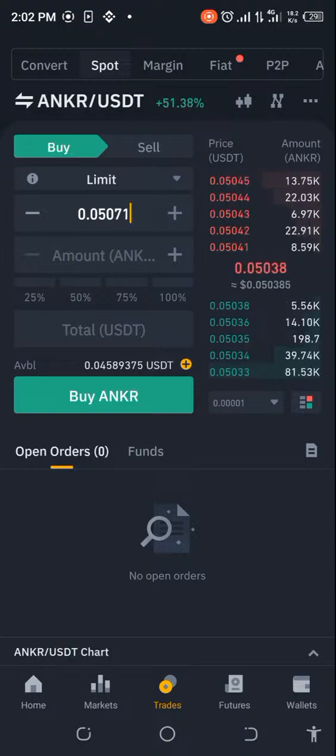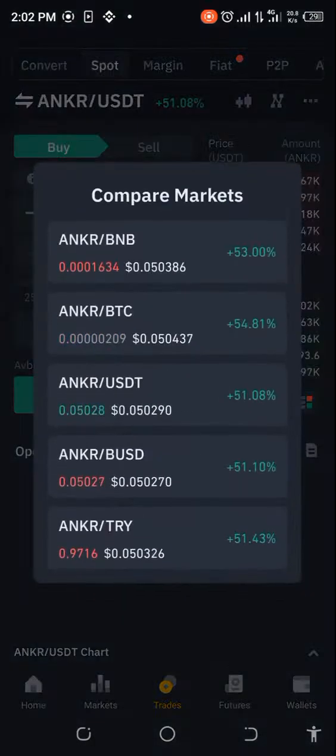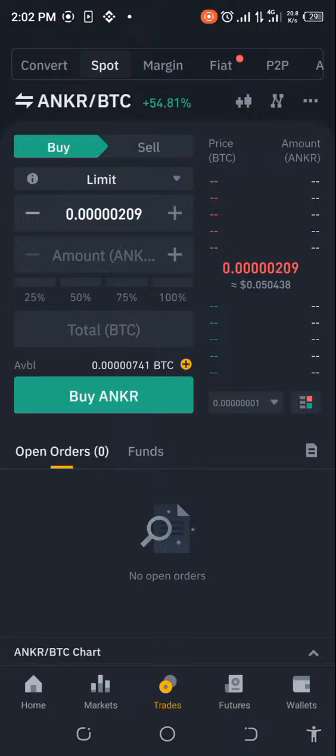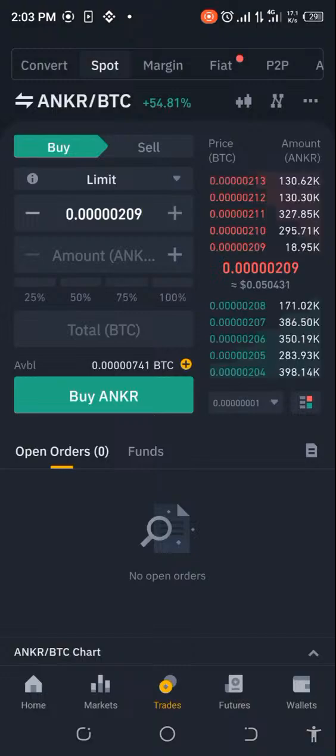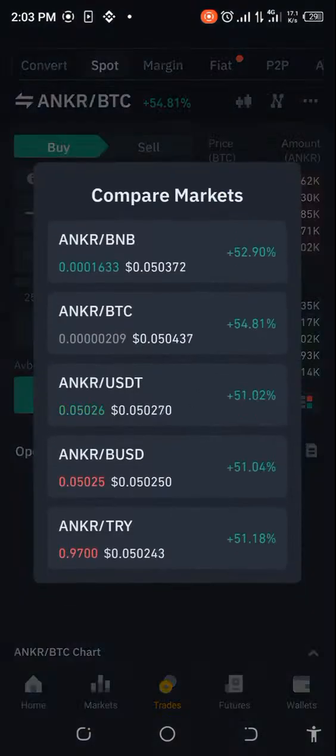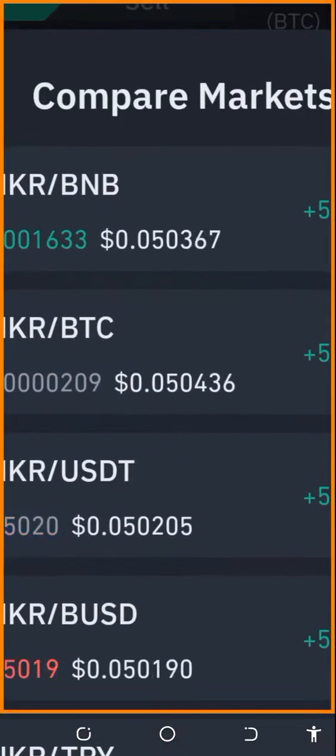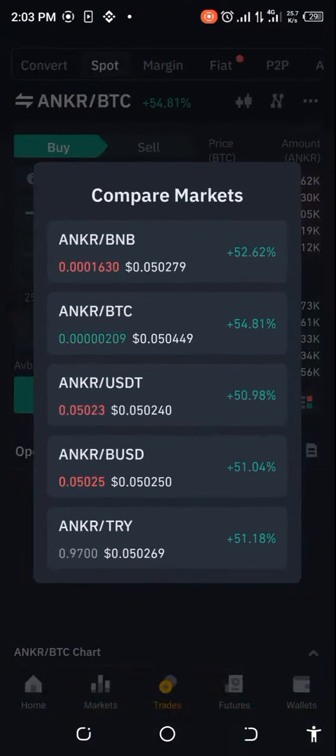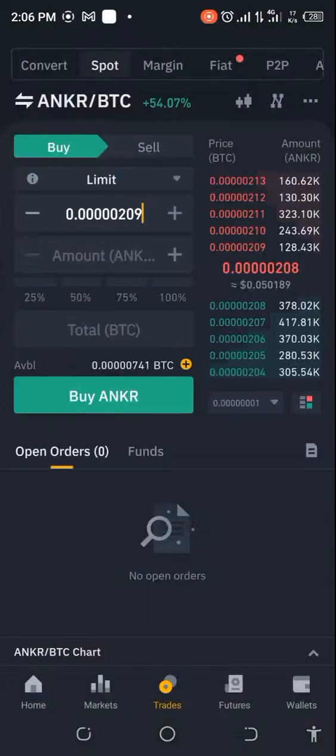Okay, so let's go to the compare markets and pick on BTC. Okay, let's check what it is because we want to make sure that we don't sell it as a loss. Okay, so it's currently on 0.504. I'm just going to wait a little for it to get to 0.510. Okay, once it gets there, I'll be back to place my sell. See you shortly. Okay, so I'm actually back and I'm just going to put it on a sell limit.